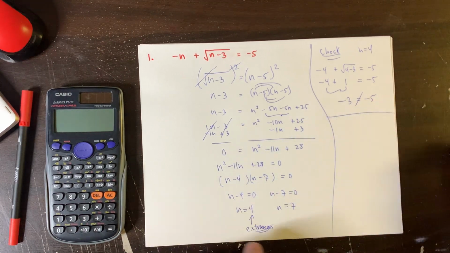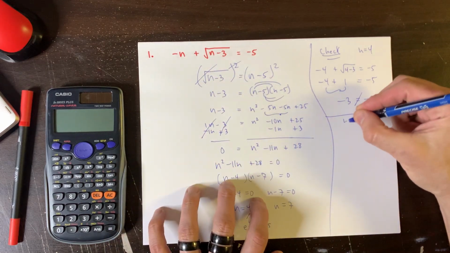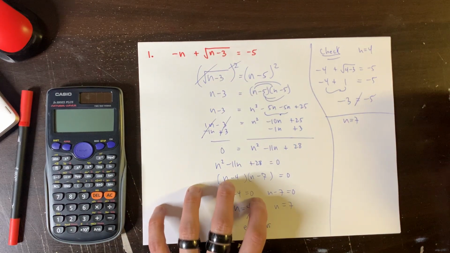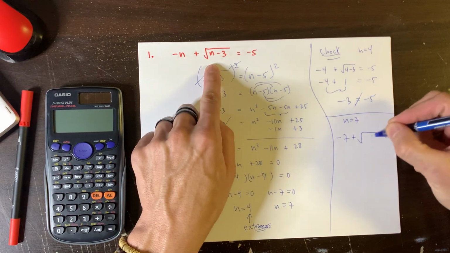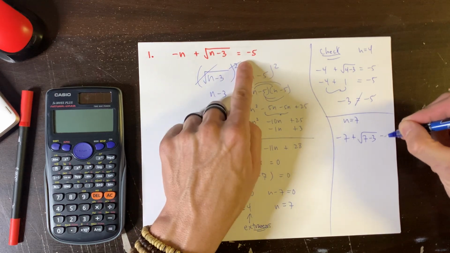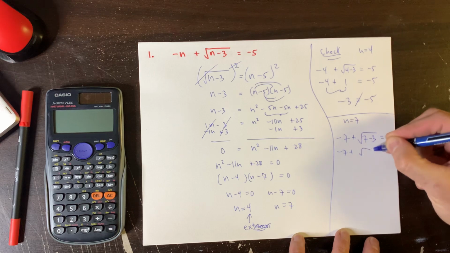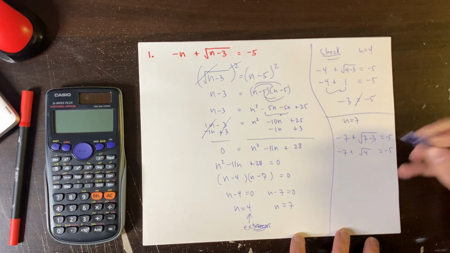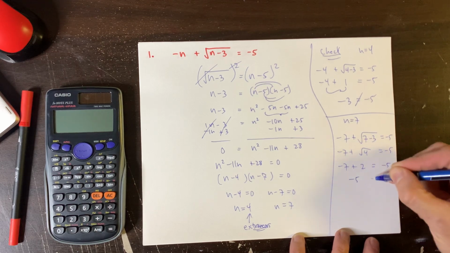The only hope we have left is 7. So now let's take 7 and plug it in there. So let's check n equals 7. That would be negative 7 plus the square root of 7 minus 3 equals negative 5. So this would be negative 7 plus the square root of 4 equals negative 5. The square root of 4 is just 2. And look, this actually worked out, right?